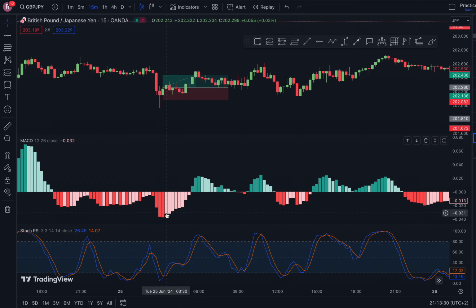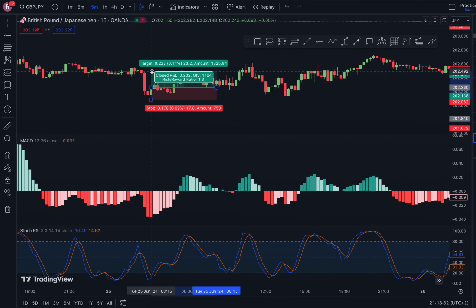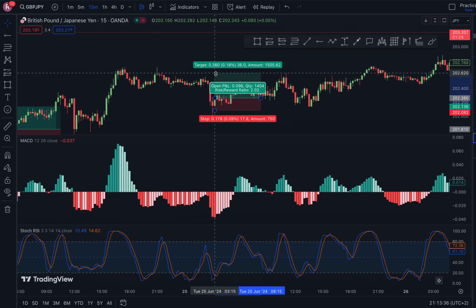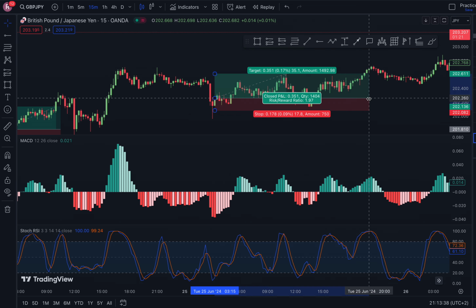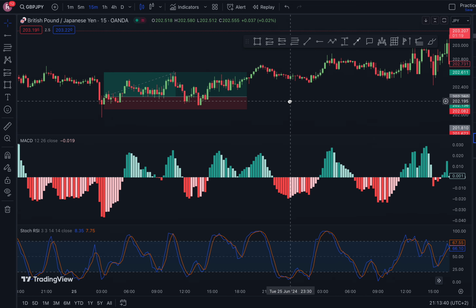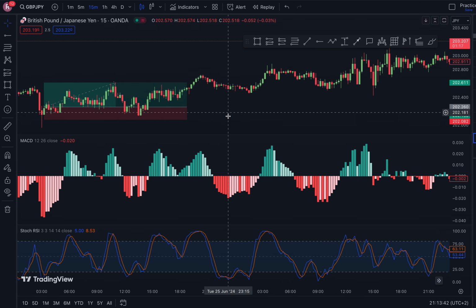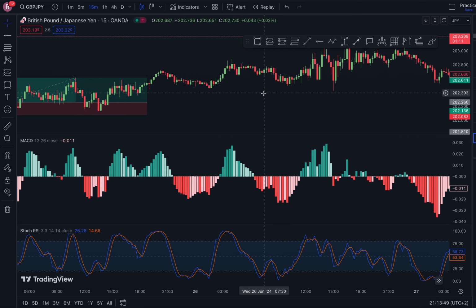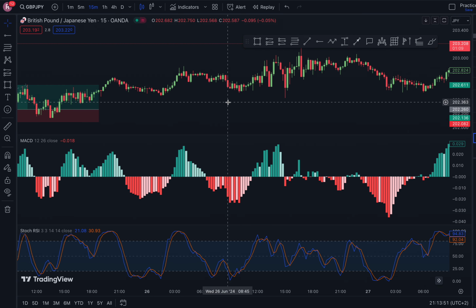All right, cool. So there was a signal here. Took the signal. That was a nice signal. You want to target the highs as such. We eventually hit that take profit there. Cool. Let's keep going. This is during the night as well. Let's keep going.